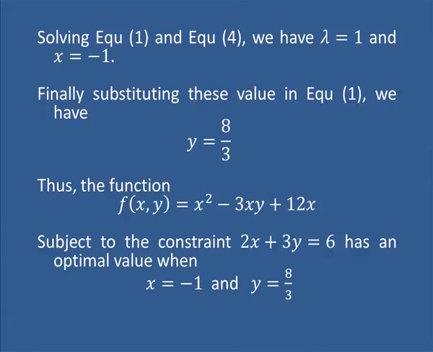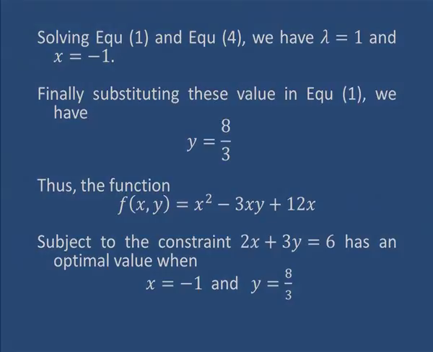Putting these values of lambda and x in equation 1, we find y is equal to 8 by 3. Thus, the function f of x, y is equal to x square minus 3xy plus 12x subject to the condition 2x plus 3y is equal to 6 has an optimum value when x is equal to minus 1 and y is equal to 8 by 3.